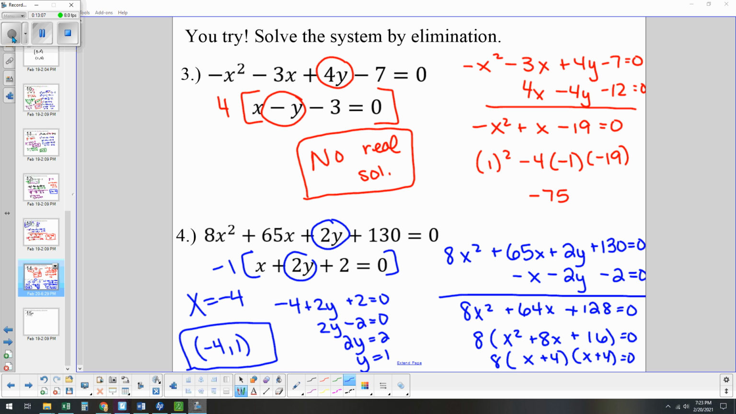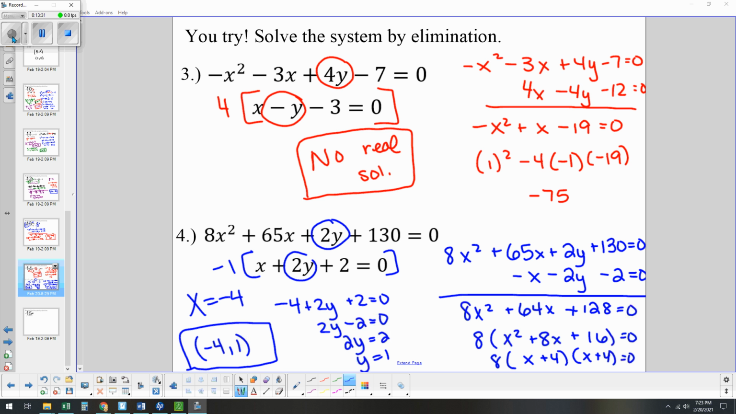All right, so for number 3, I chose to eliminate the y's. I multiplied the second equation by 4. Doing that, I ended up with a quadratic of negative x squared plus x minus 19 equals 0. So doing the discriminant, I get 1 squared minus 4 times negative 1 times negative 19, and I get a discriminant of negative 75. So that is no real solution.